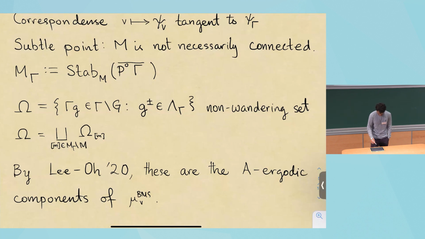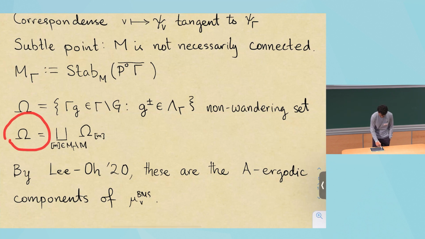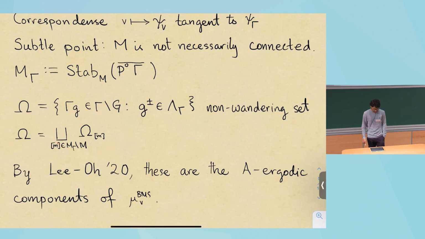And so the natural replacement is you would like to see everywhere inside omega sort of associated to this M gamma. And so what you have to do is decompose omega into a disjoint union of omega sub m, where m goes through this finite group M mod M gamma.